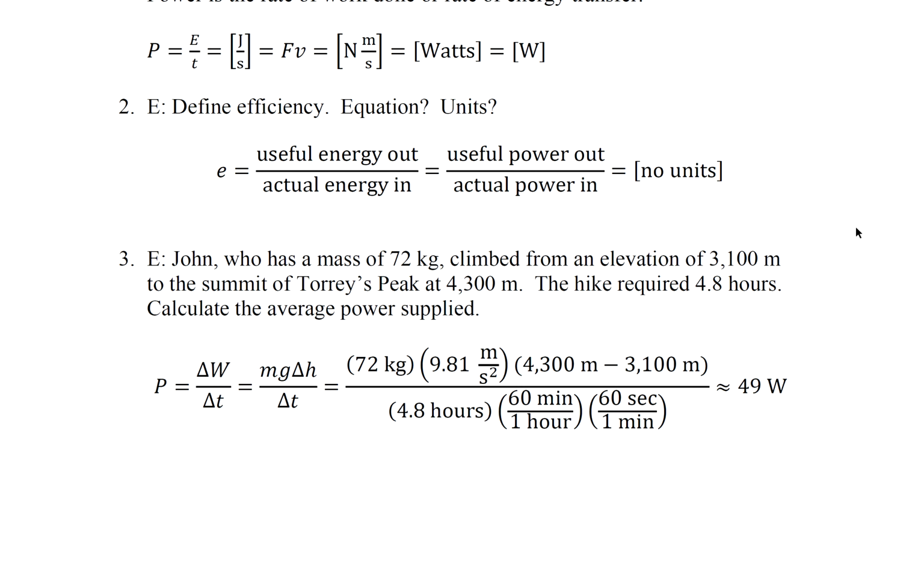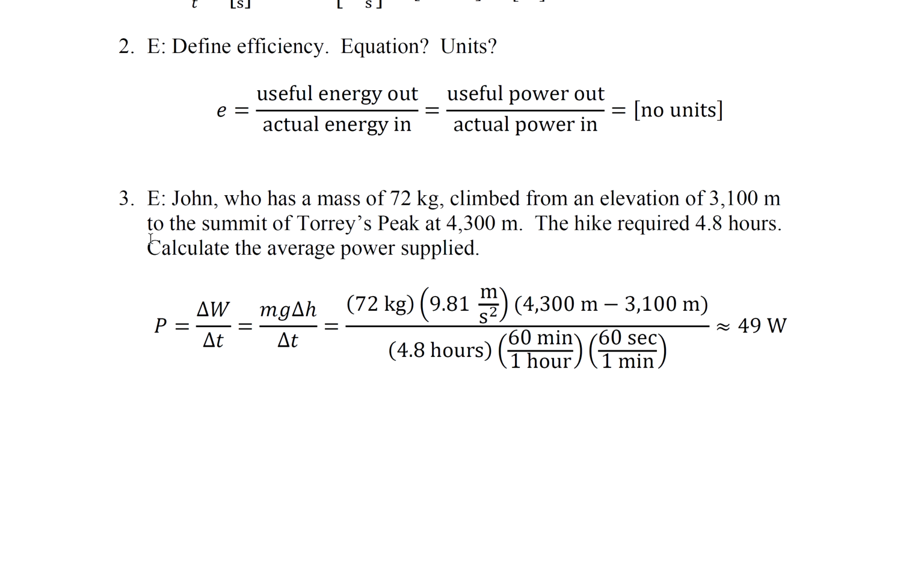Question 2. Define efficiency. Equation, units. Efficiency is useful energy out over actual energy in, or useful power out divided by actual power in. It has no units. It has limits between 0 and 1.